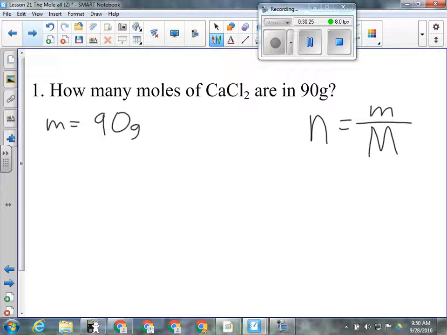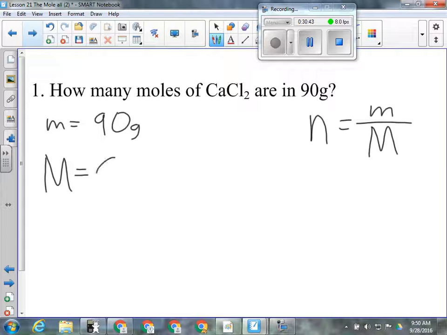No, I'm going to be looking for that. But I know what compound I'm dealing with, so what can I calculate? Big M, right? I can calculate molar mass because I know what the material is. I can go to my periodic table and calculate molar mass, right?